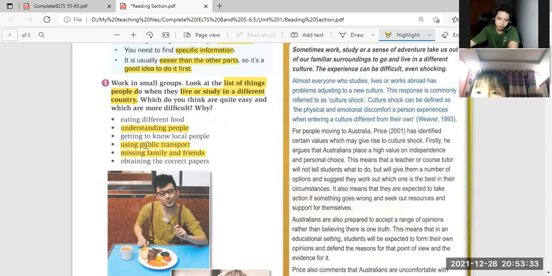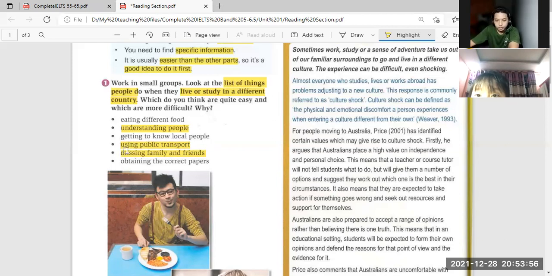Okay, what about using public transport? Why do you think it's easy? Because if you just use public transport, it's very easy to understand people. Okay, so you think when you are using public transport, it's very easy to understand people.